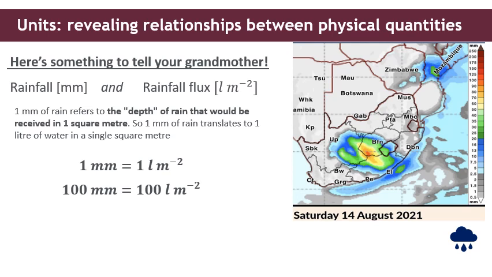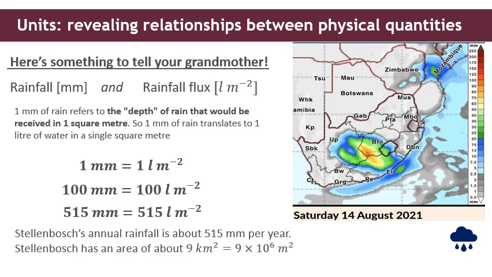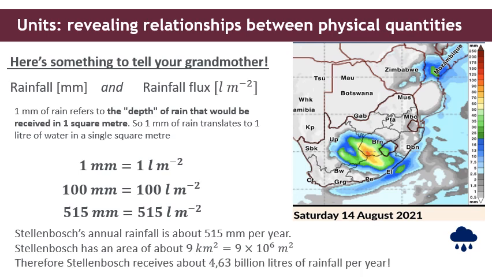Did you know that Stellenbosch's annual rainfall is about 515 millimeters per year, which means that every square meter of Stellenbosch receives 515 liters per year. Now, Stellenbosch has an area of about 9 square kilometers, or 9 million square meters, which means that in the previous question, you calculated that every year Stellenbosch receives about 4.63 billion liters of rain.